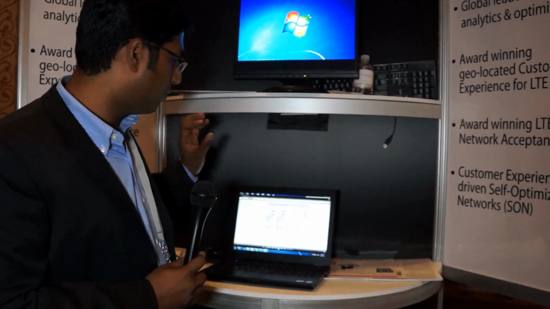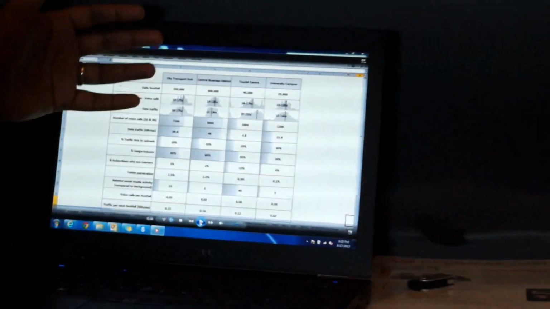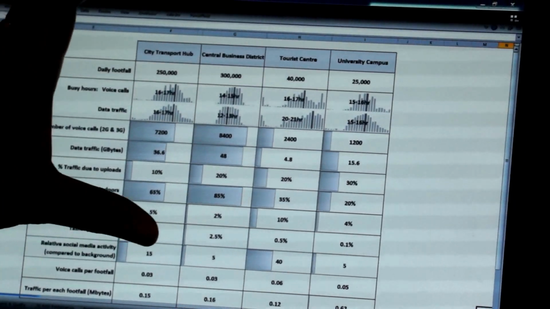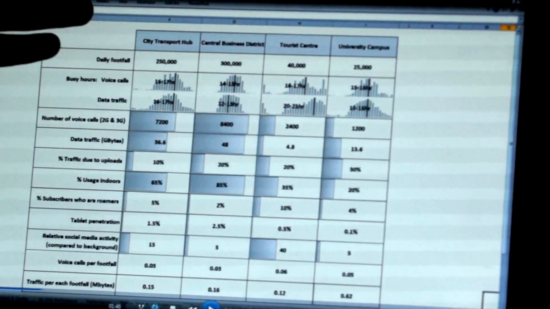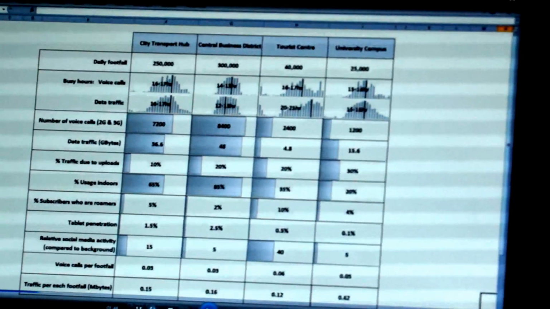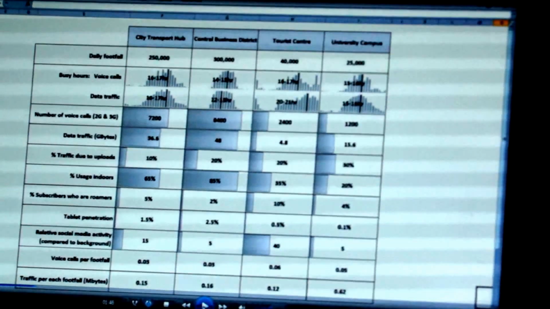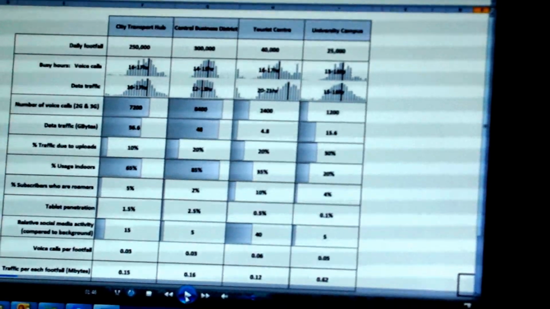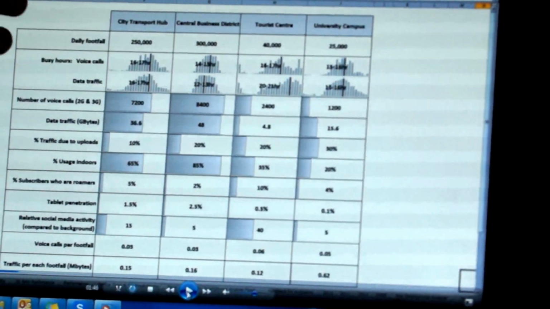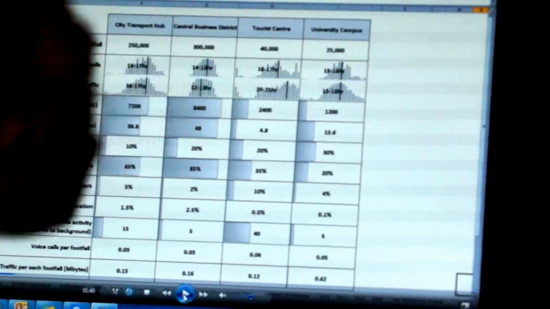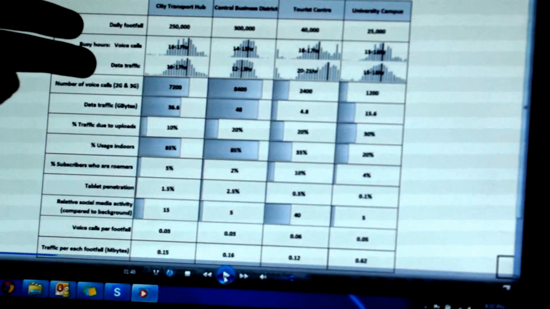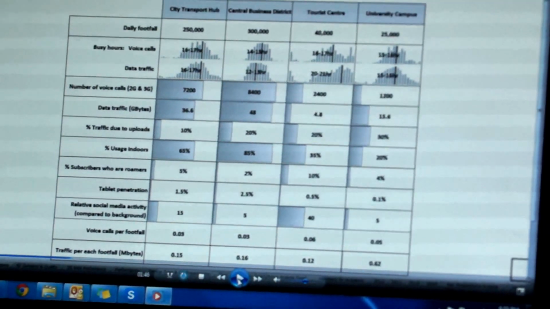A few other things we talked about is, once you have all of this customer data, you can actually create kind of a traffic map or a demand of how the user is actually using the network. So in this case, we have split all of these areas. What you've seen are, for example, this is a city transport hub, this is the central business district, the tourist area, university campus. And what you're seeing in there is how many people are actually coming and using the network in those areas overall. When actually is the busy hour for voice? When is the busy hour for data? Could be same, could be different.